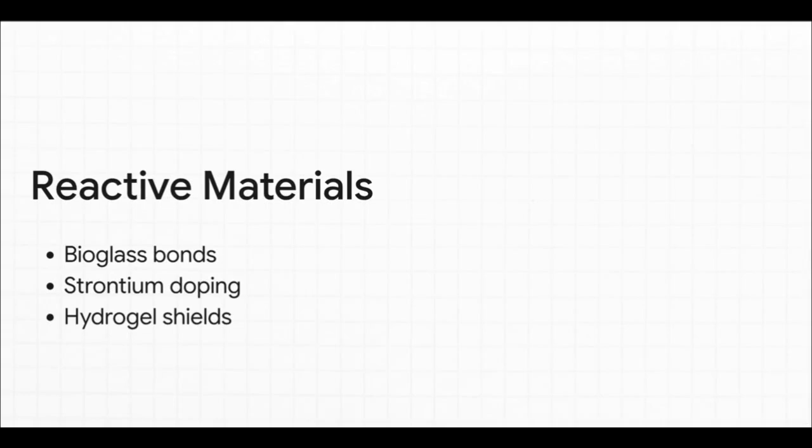Take bioglass, for instance. It degrades in body fluids, releasing calcium, silicon, and phosphate ions. This actually deposits a native mineral layer that chemically bonds to host tissue and actively recruits osteogenic cells. We can even accelerate that bone formation by doping it with strontium or lithium.